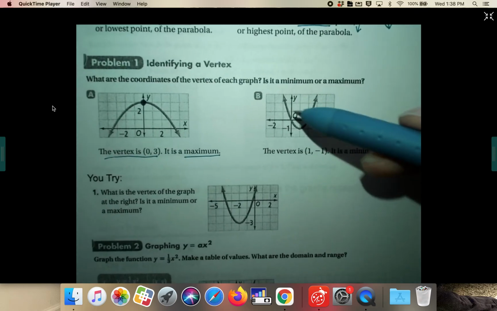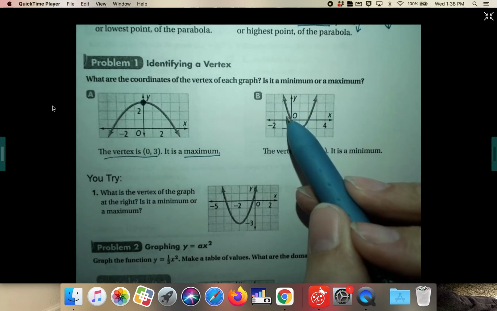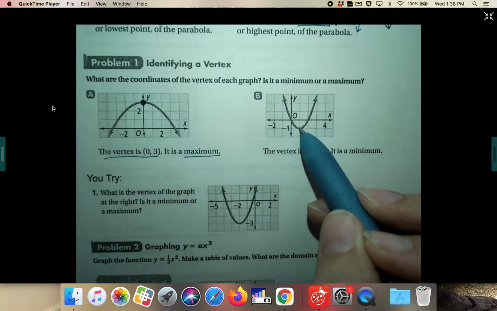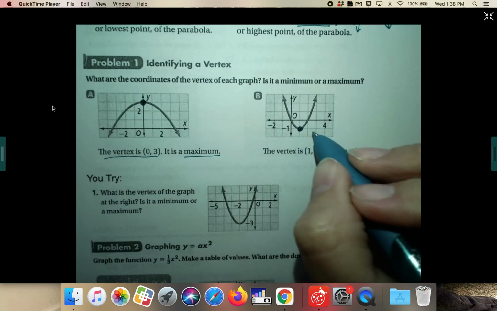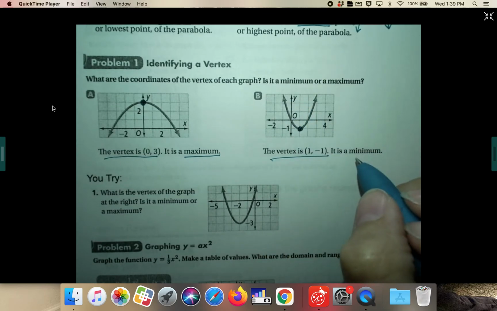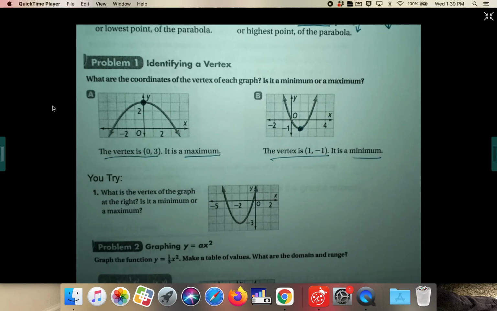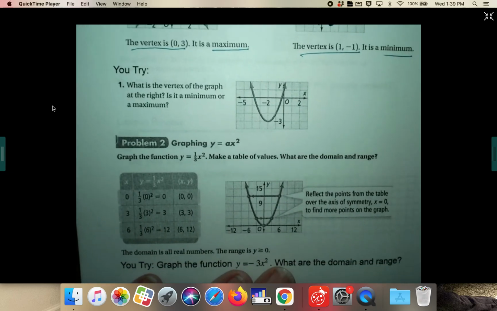Okay, and this one's already done for us too, but let's double check to make sure you know how to do it. The vertex here starts to turn and open back up at its lowest point here, which would be 1, -1, which they wrote down for us. And because it's the lowest point, it is a minimum. Okay, so now let's do the you try. This would be a good time to push pause in the video and make sure you can do it.